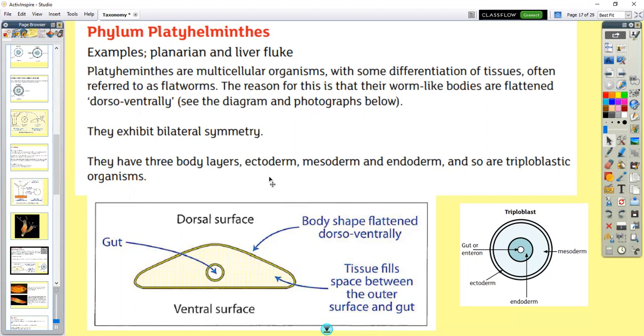Okay, they are triploblastic in terms of three layers. So you have the ectoderm, mesoderm, and endoderm, and then that gut or enteron running through the inside. Okay.